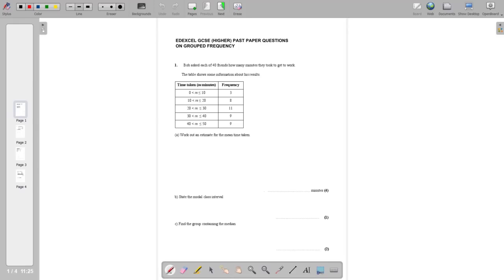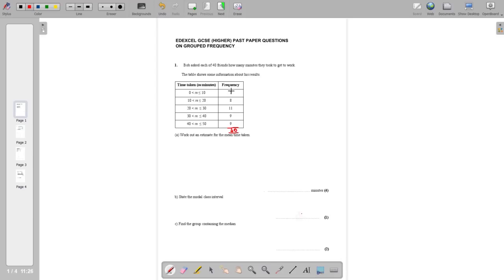Bob asked each of 40 friends how many minutes they took to get to work. The table shows some information about his results. So the table gives you time taken in minutes between 0 and 50. And the total number of friends was 40, so we say total frequency is 40. Out of these 40 friends, we don't know the exact time each of them took to get to work. So that's why we call it group frequency.